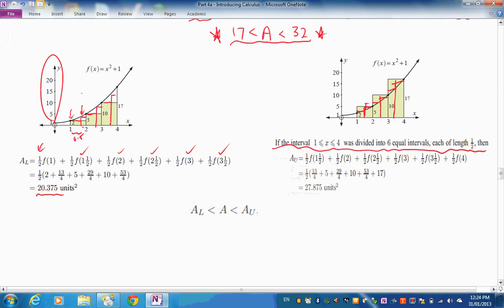Please remember, do not read off the height of the rectangle from the vertical axis there. It's too inaccurate. You must sub into here. So if I want to do f of 2.5, that is the accurate way of doing it. 2.5 squared plus 1. Do not read off that vertical scale. Too inaccurate.